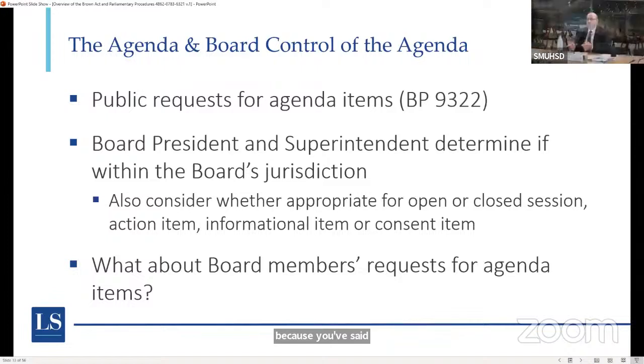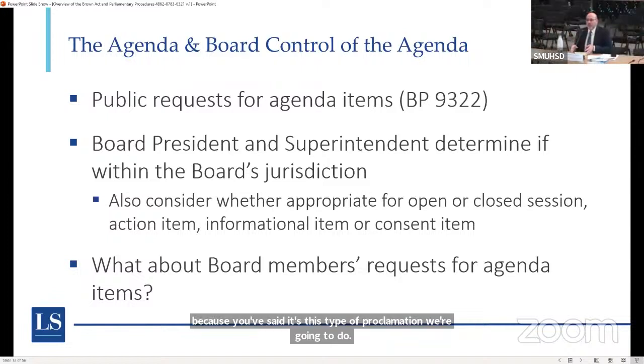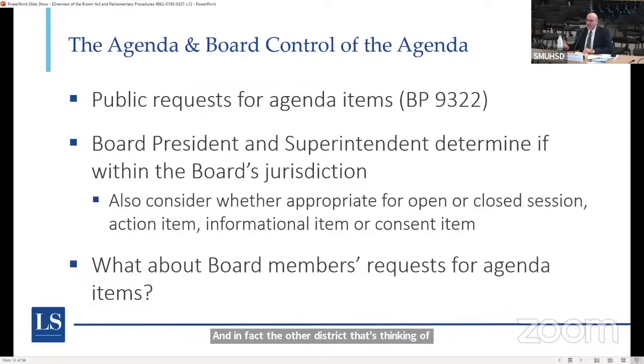And in fact, the other district that's thinking of limiting all of this is talking about if it's a CSBA sponsored proclamation, we'll do it. And if not, we won't. But that's drawing a line. It's letting people know exactly where that comes from.